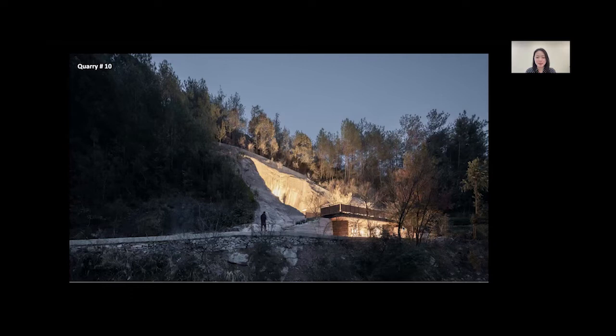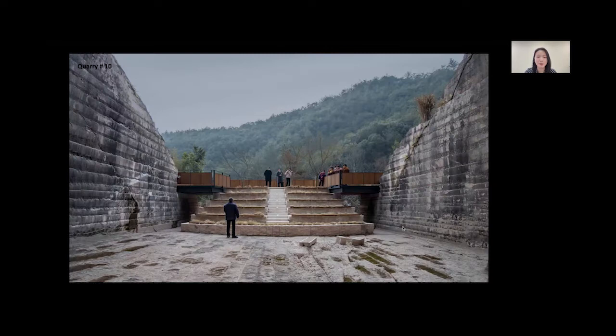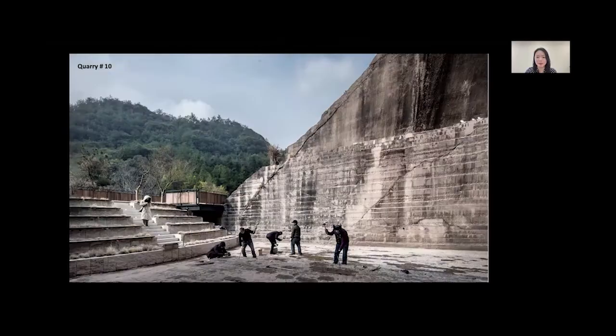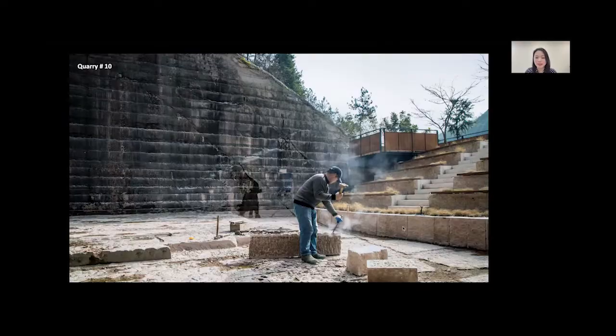Quarry number 10 is the first of the cluster, and the program is based on the request and desire of the local quarry workers and the local community to provide a stage to demonstrate quarrying as a local manufacturing technique and historical heritage. At the same time, this also provides a resting and viewing platform for visitors.